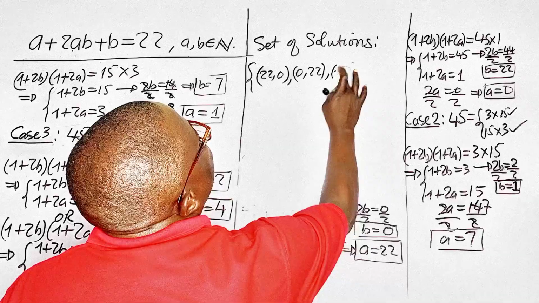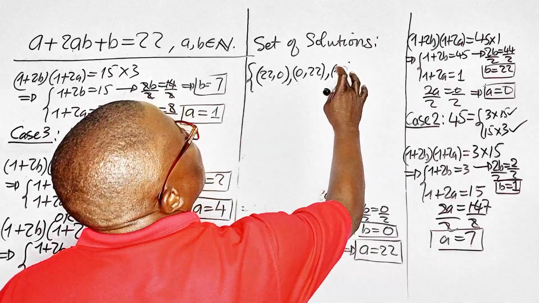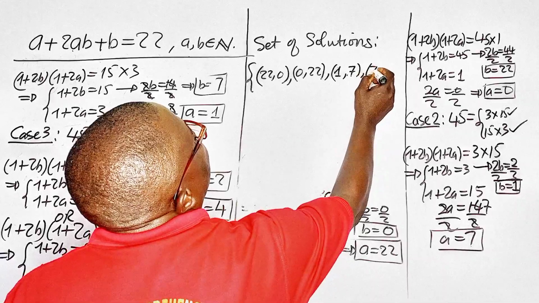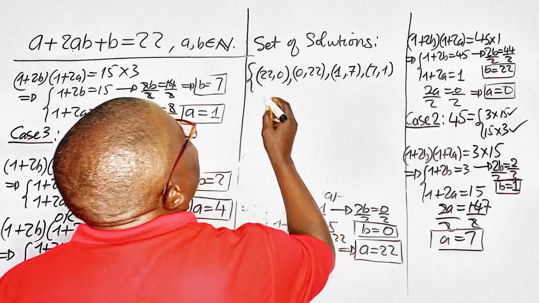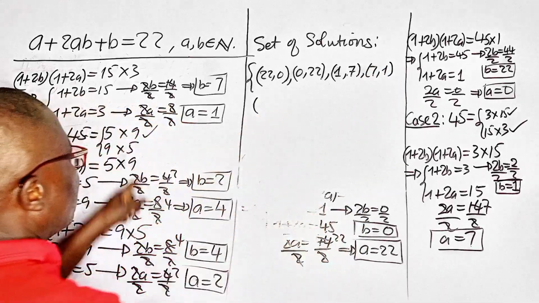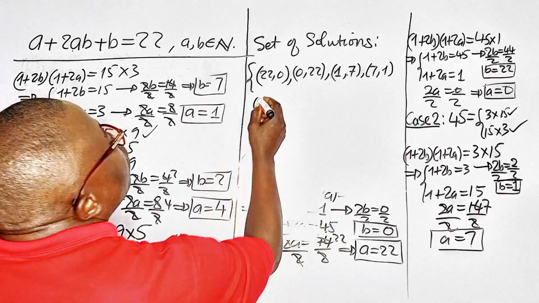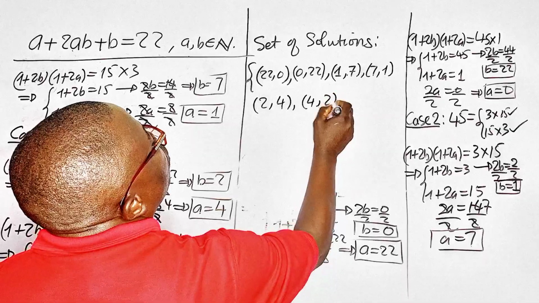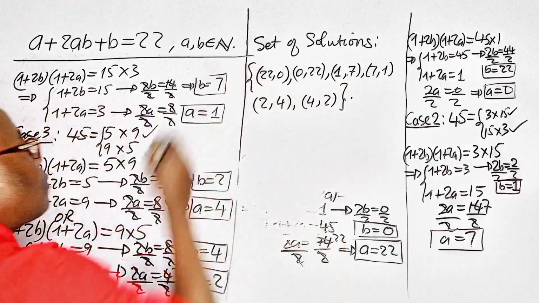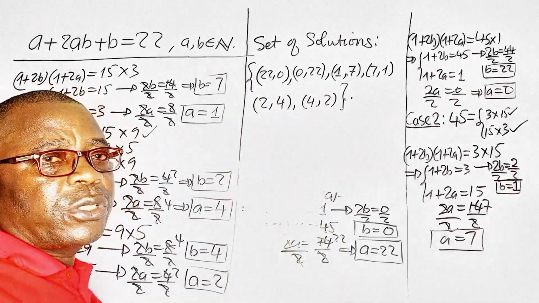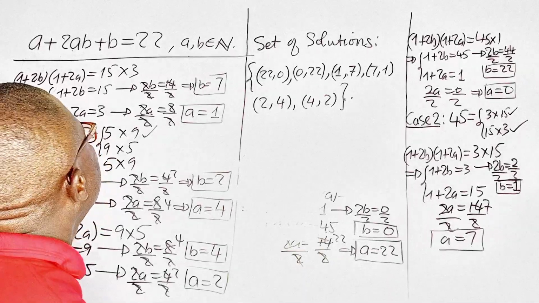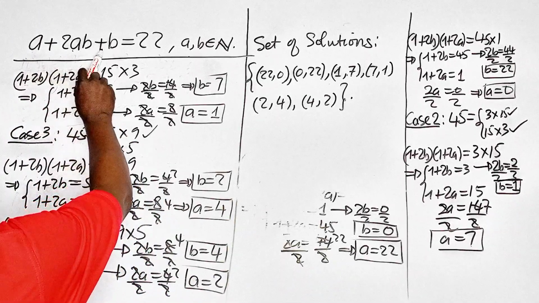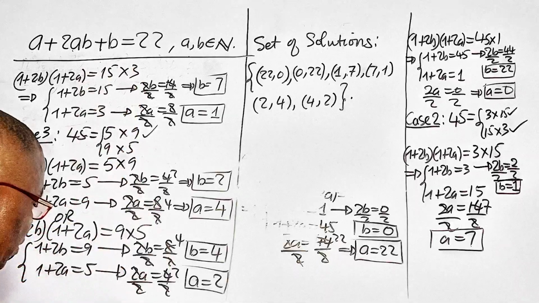Let's write it in the order a, b. Anyway, 1, 7, or 7, 1. And then in the last case, case 3, we have 2, 4, or 4, 2. Okay, so this gives us the set of all possible natural numbers a and b that satisfy the condition that a plus 2ab plus b is equal to 22.